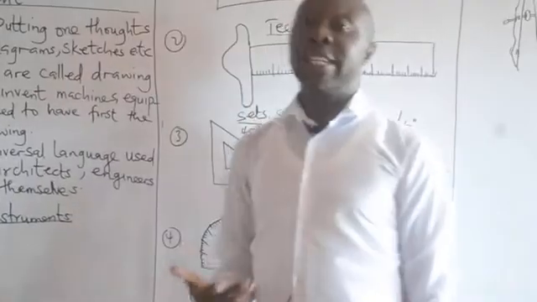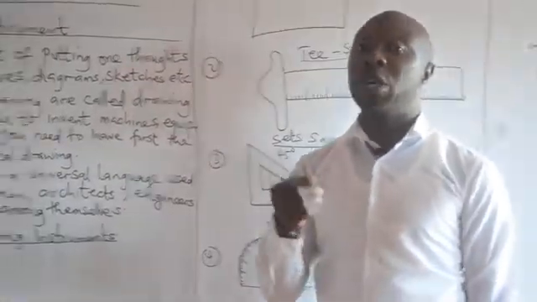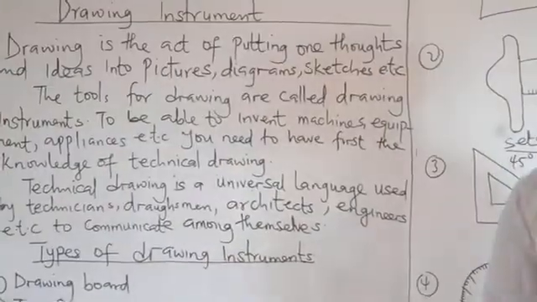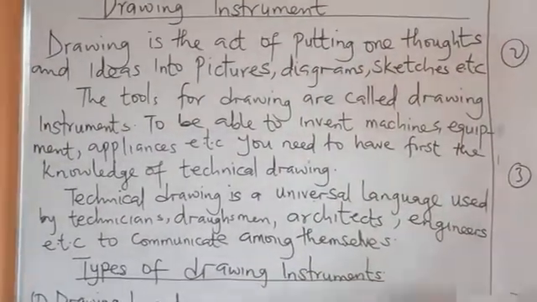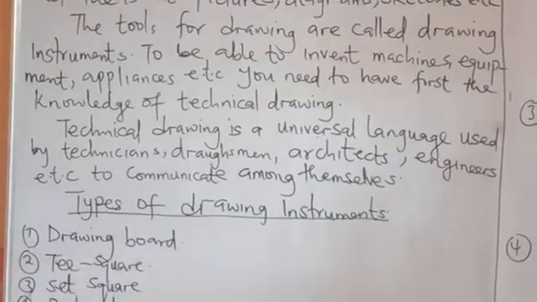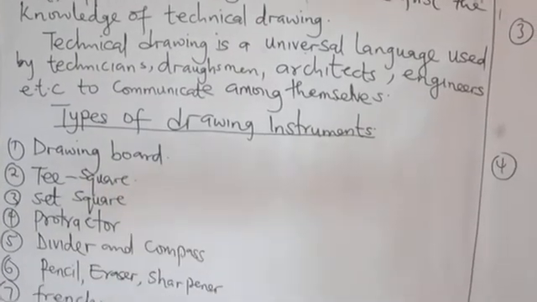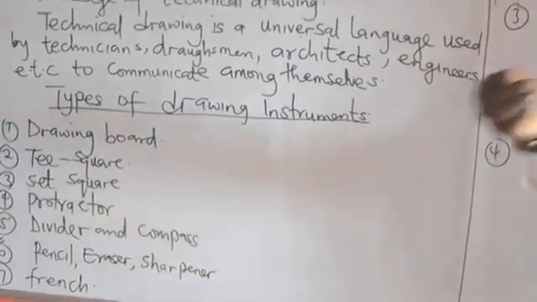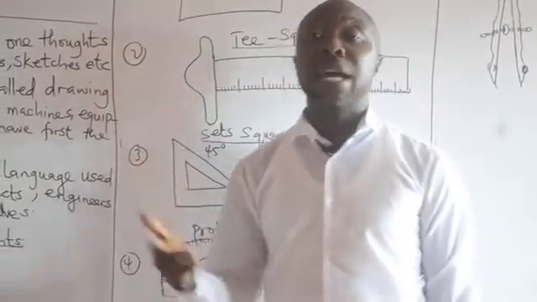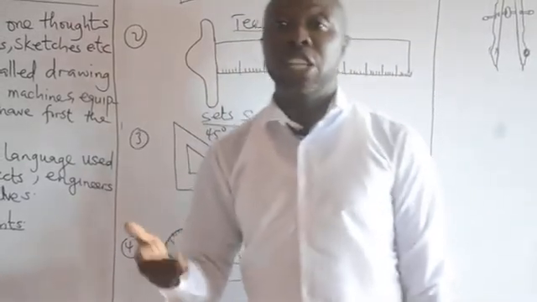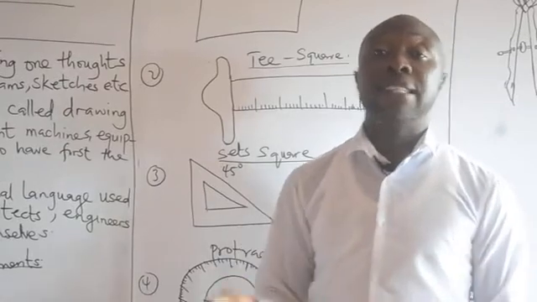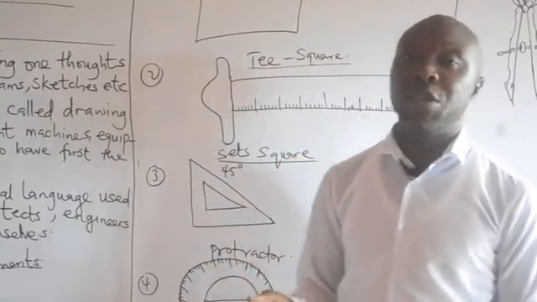What is drawing? Or what did you understand by the term drawing? Drawing is the art of putting one's thoughts and ideas into pictures, diagrams, sketches, etc. When we talk about drawing, drawing simply means representing objects, pictures, diagrams using pencil. But it becomes more technical when different types of instruments are used in drawing. It becomes more technical when we use different pencils and different drawing instruments.